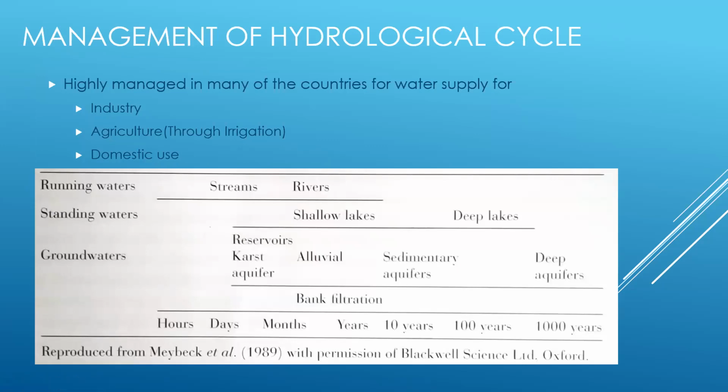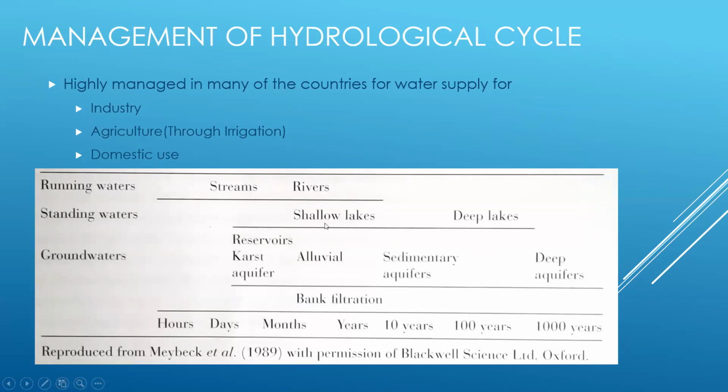Now, we'll briefly talk about the management of the hydrological cycle. Many countries manage it highly for water supplies, not like in Sri Lanka. If you go to some other countries, they highly manage this hydrological cycle because water is a very scarce resource for industry, agriculture, and domestic use.